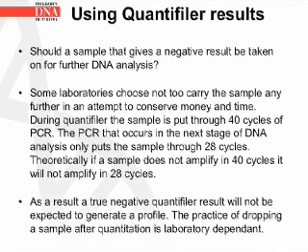During quantifier, the sample is put through 40 cycles of PCR. The PCR that occurs in the next stage of DNA analysis only puts the samples through 28 cycles. Theoretically, if a sample does not amplify in 40 cycles, it will not amplify in 28 cycles. As a result, a true negative quantifier result will not be expected to generate a profile. The practice of dropping a sample after quantitation is laboratory dependent.